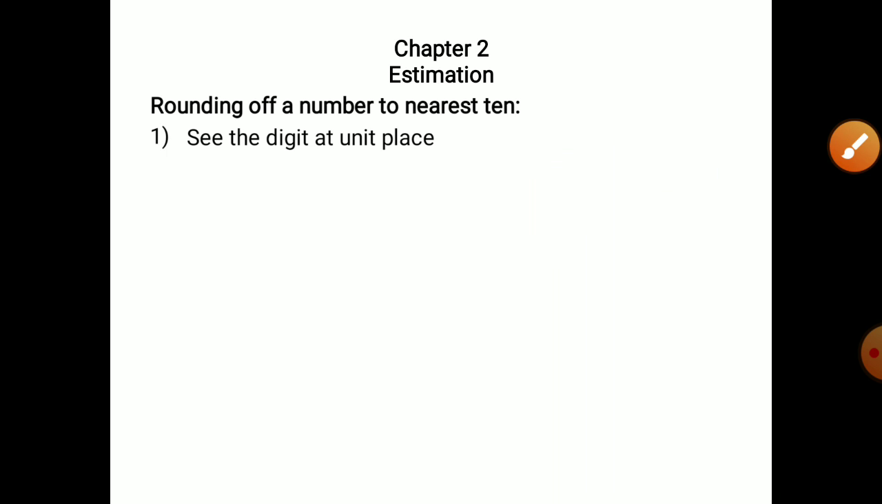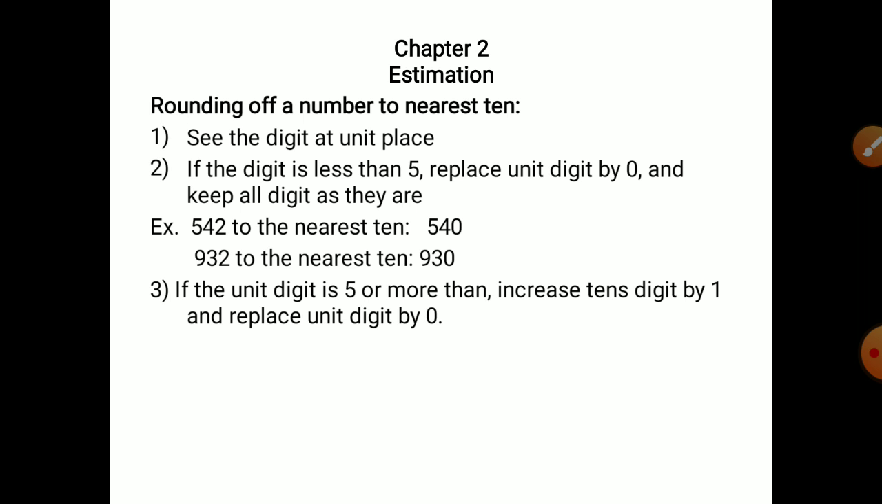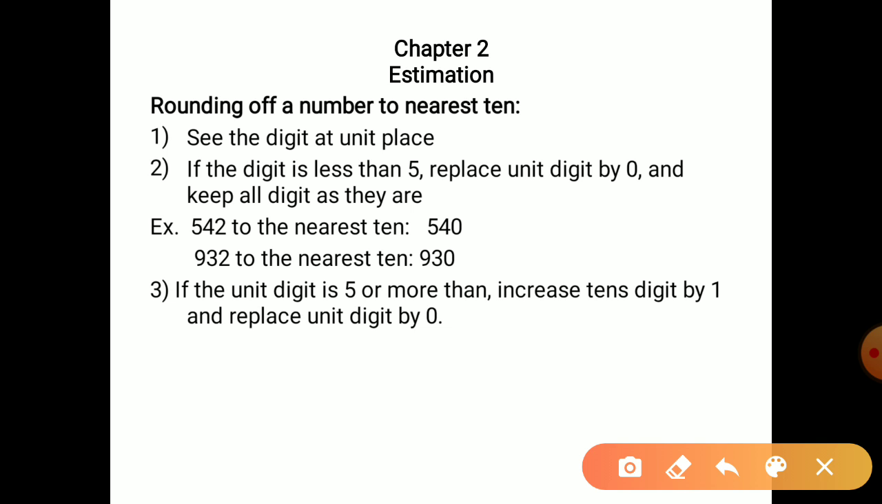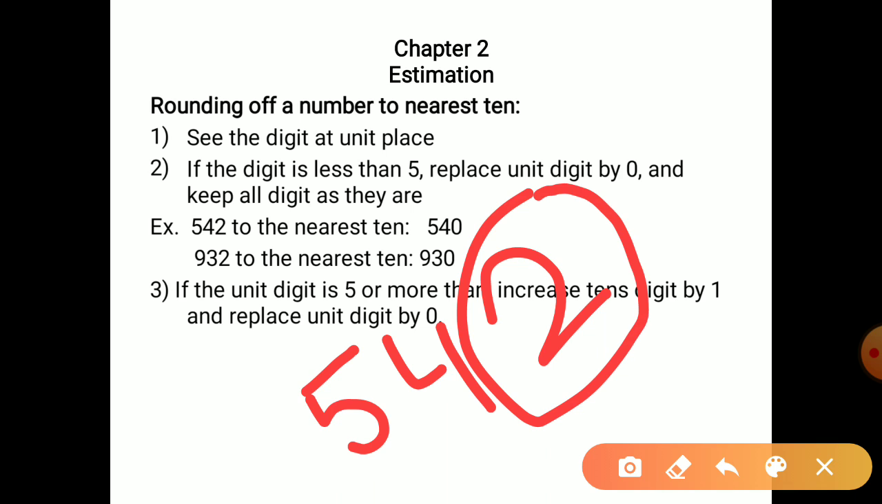Now, second step: if the digit is less than 5, replace the unit digit by 0 and keep all the other digits as they are. And if the unit digit is 5 or more than 5, increase the tens digit by 1 and replace the unit digit by 0. Now take the example. Suppose my number is 542. Our first step is to check the unit digit. In this case our unit digit is 2.